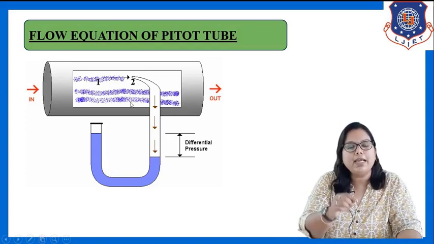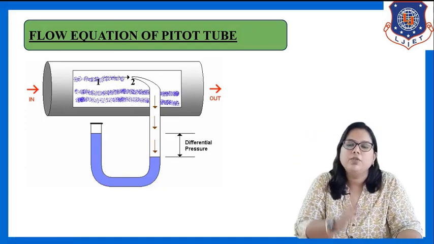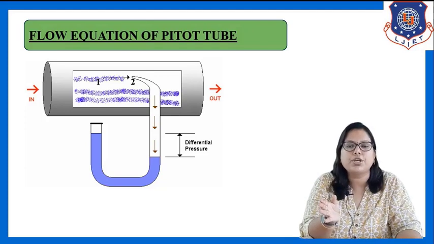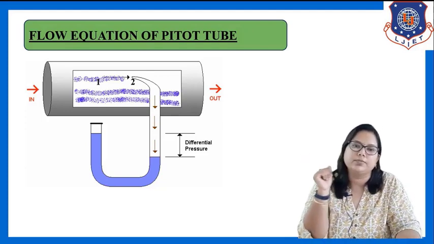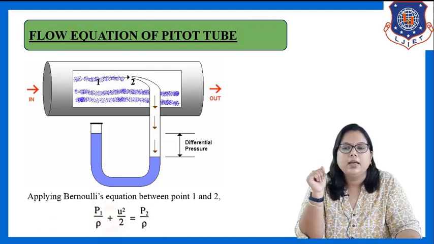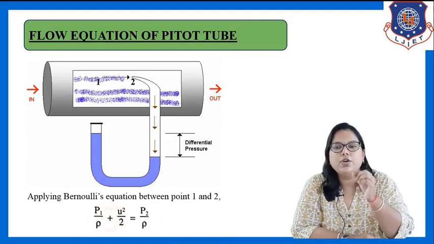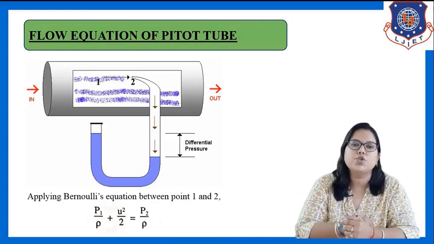In the same way as we have done in the orifice meter and venturi meter, we have to apply Bernoulli's equation at point 1 and point 2. So, by writing Bernoulli's equation between point 1 and 2, I can write the equation as P1 by rho plus U square by 2 is equal to P2 by rho.